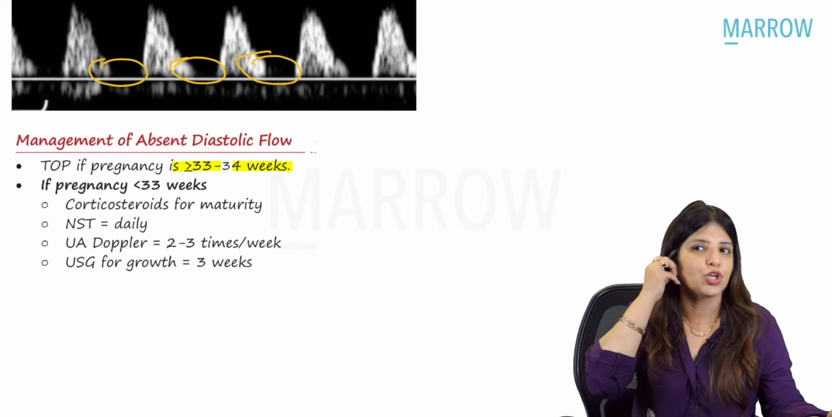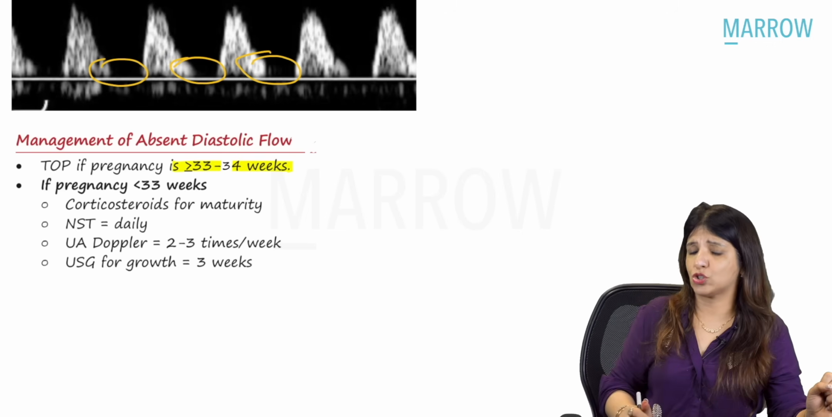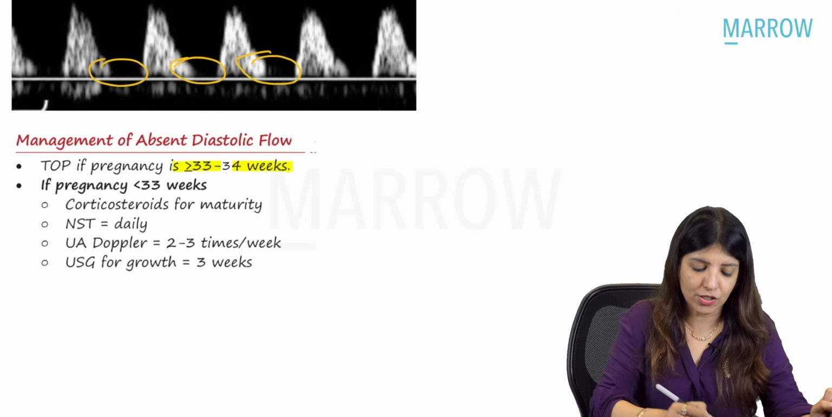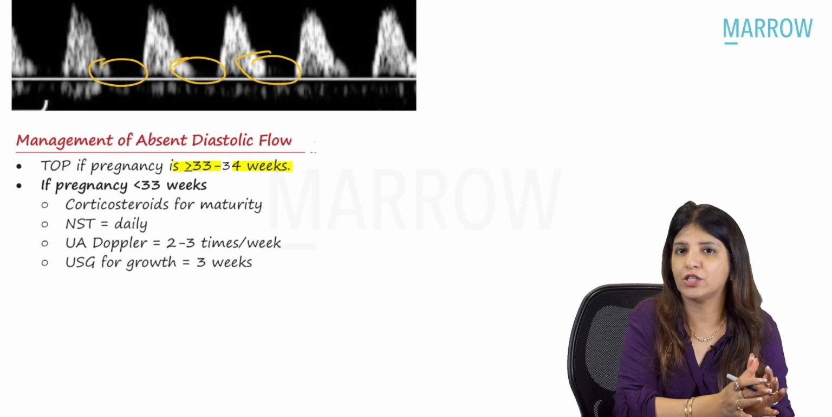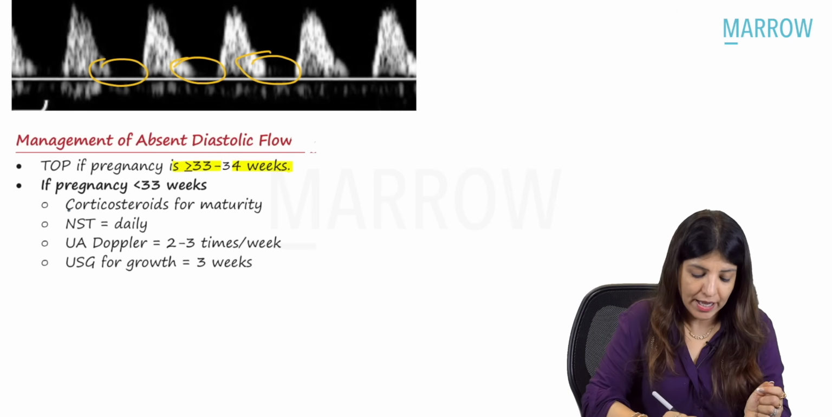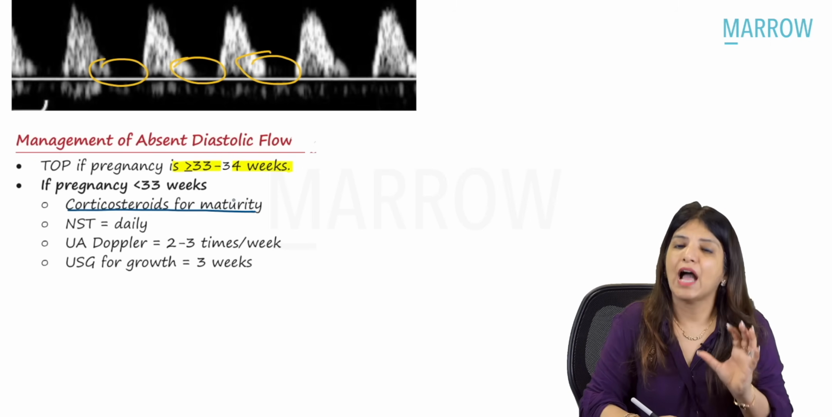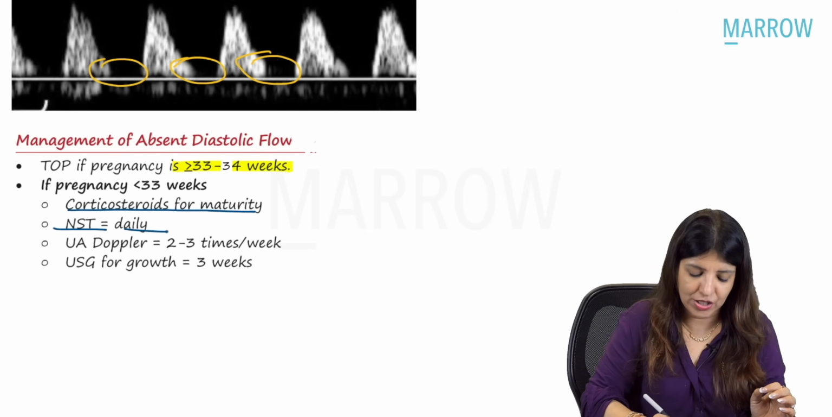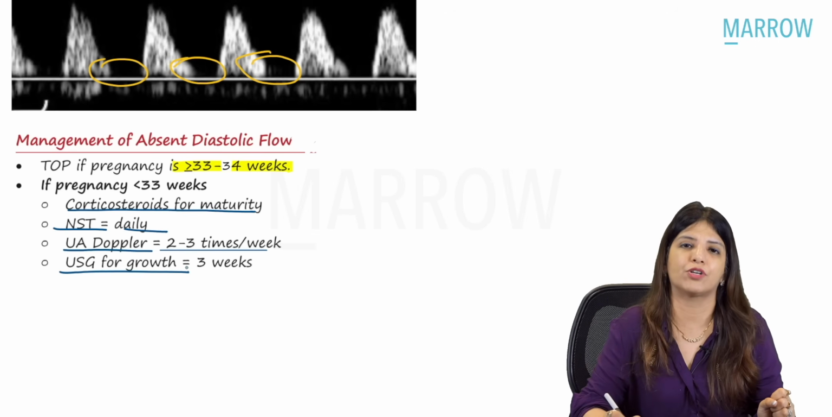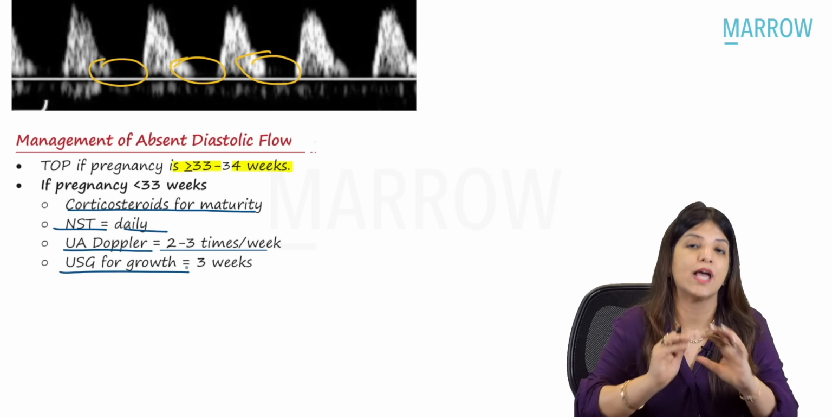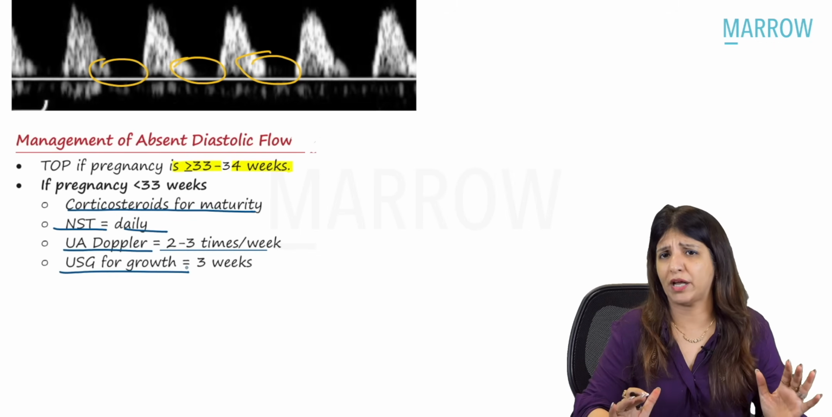So now if I ask you that you are getting this kind of a Doppler, absent end diastolic flow or reversed diastolic flow, but the pregnancy is 28 weeks, how are you going to manage? If pregnancy is less than the period at which termination has to be done, then first of all, you have to give corticosteroids to the baby for lung maturity, and you have to go for NST daily, umbilical artery Doppler 2 to 3 times in a week, and you have to do ultrasound for fetal growth after every 3 weeks.